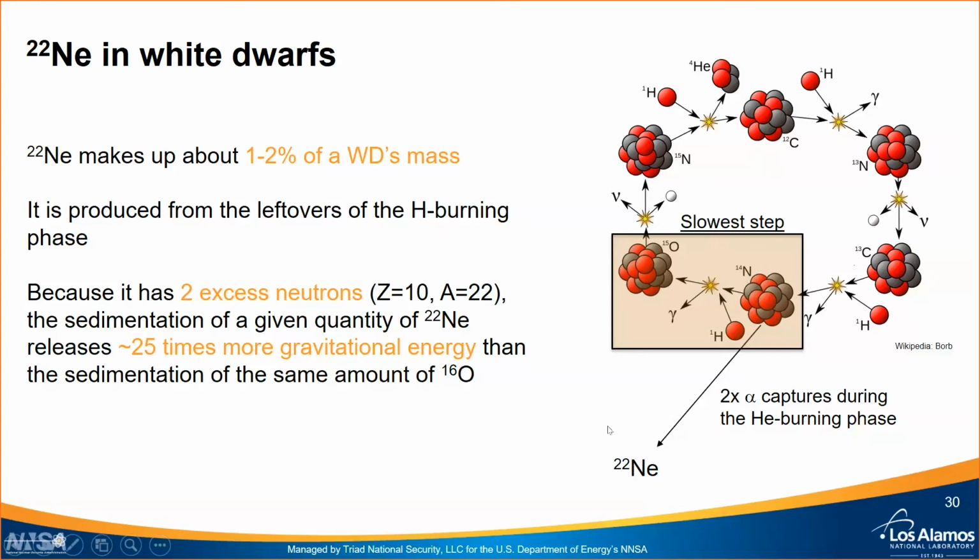So the key with neon 22 is that it's a neutron-rich isotope, in the sense that it has 2 more neutrons than protons, basically. And because of that, if you phase separate a given quantity of neon 22, you will be releasing 25 times more gravitational energy than if you release the same quantity of oxygen 16, which has no excess neutrons. So it's because of those 2 excess neutrons that even though neon 22 makes a small fraction of the white dwarf's mass, it can have a disproportionate effect on the white dwarf cooling.